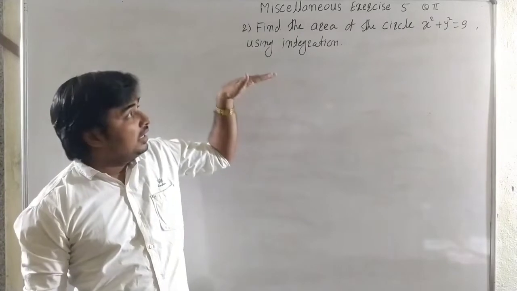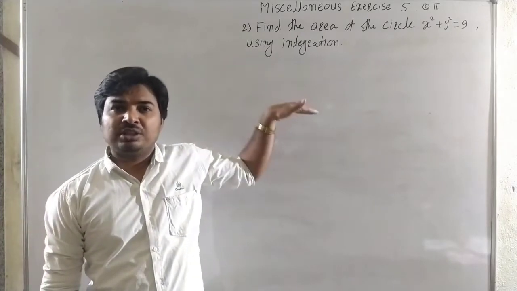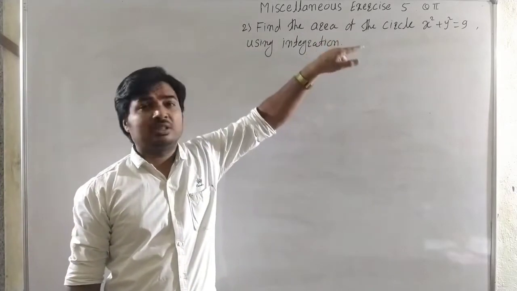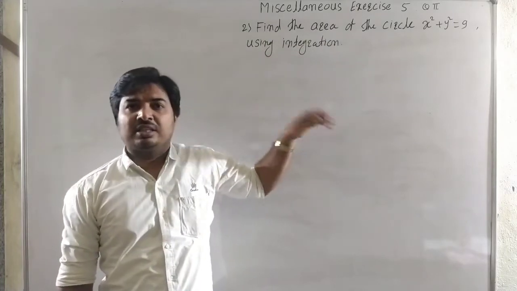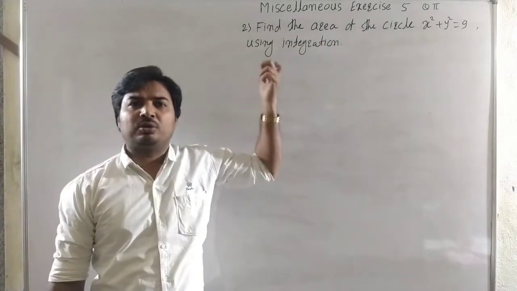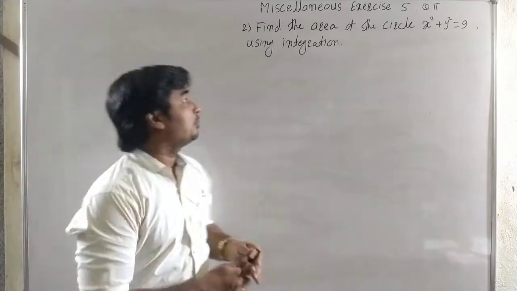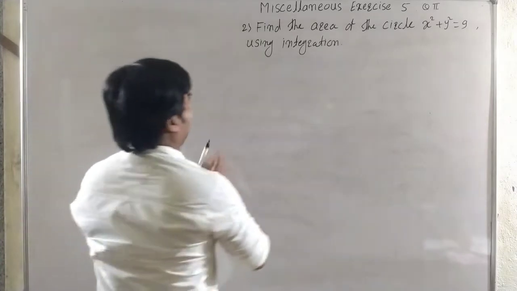Here, the area of the region bounded by the curve, which is a circle, the x-axis, and enclosed between two lines, those are the boundaries of the area of the region. Now, the given curve is a circle.